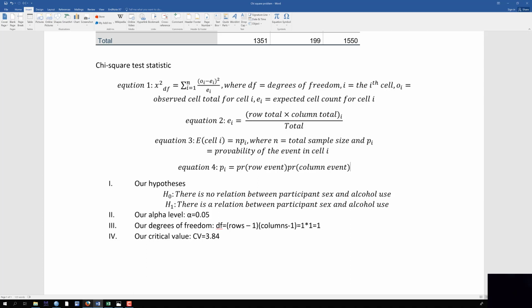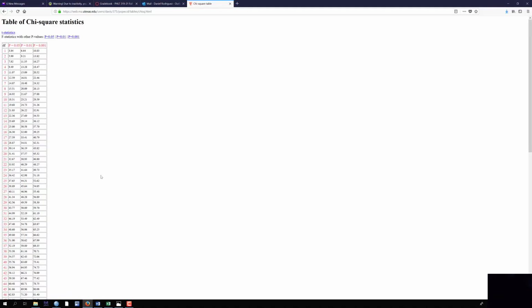So I found one online that seemed really good. And if we look at this table, our alpha value, it has p here, but this is our alpha of 0.05, and we have 1 degree of freedom. If you look at the intersection of those two, they intersect at a chi-square value of 3.84. So that's our critical value. In order to reject the null hypothesis, we'd have to get a value that large or larger.